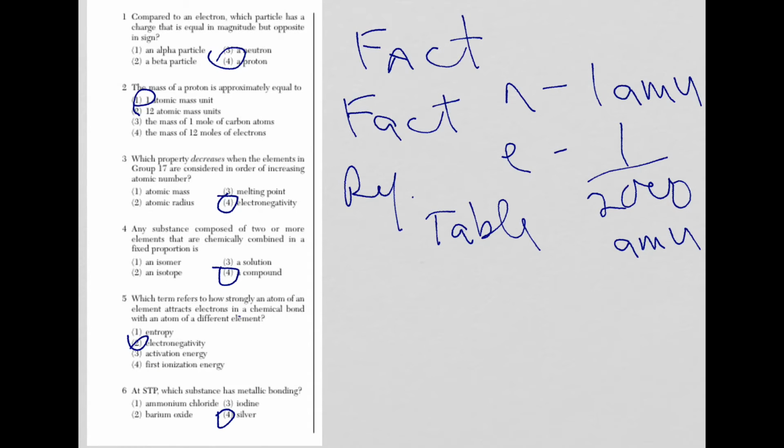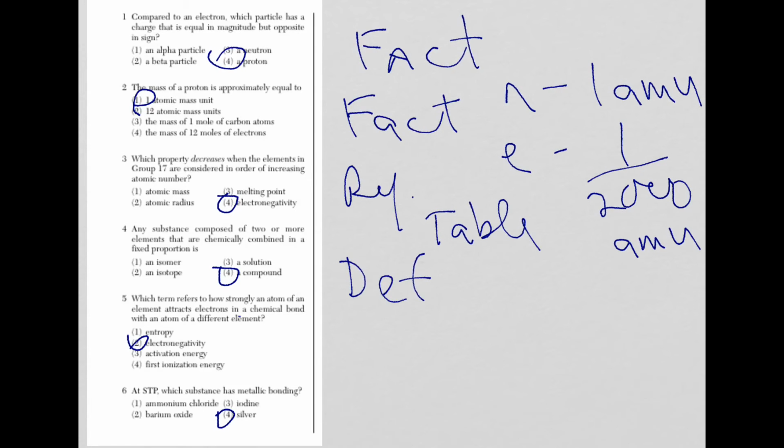Now, you look at group 17, the most electronegative element on the periodic table is fluorine. If you know that, then anything below fluorine must be decreasing. If you're not sure, use the reference tables, and use reference table S. For number 4, that is the definition of a compound. It's something that you need to know, so make sure you know it. That's just a plain old definition.